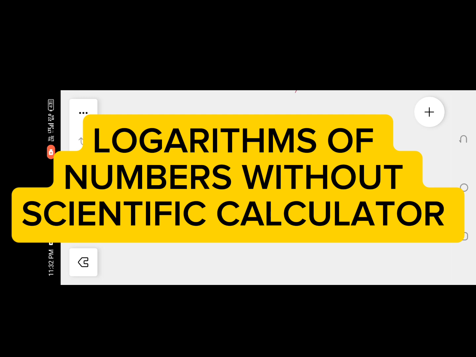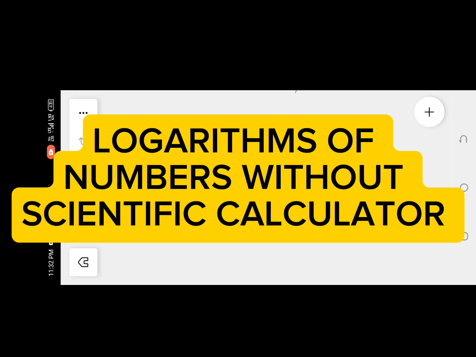You know the formula for calculating your pH: pH equals minus log 10 of H plus. So you'll be given the concentration of hydrogen. If you do not know how to calculate logarithm without using a scientific calculator, even if you know the formula to use, you will be stranded. You wouldn't know what to do. So let's look at how to calculate logarithm without using a scientific calculator.